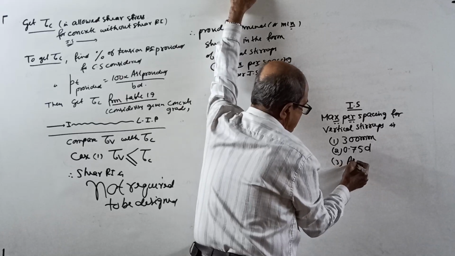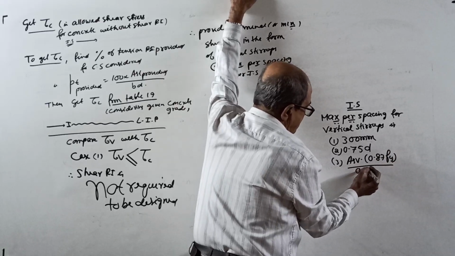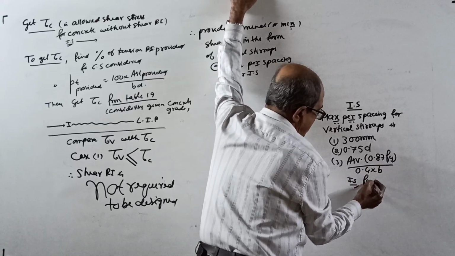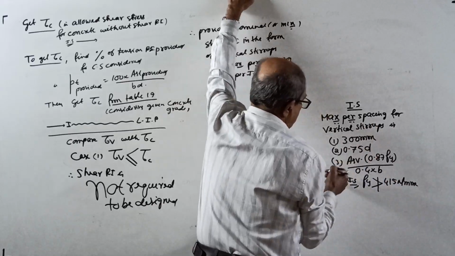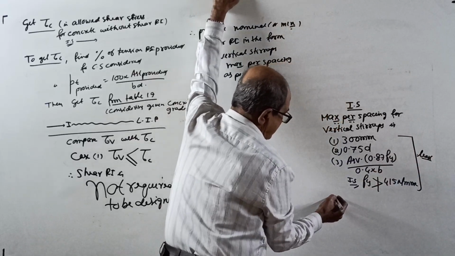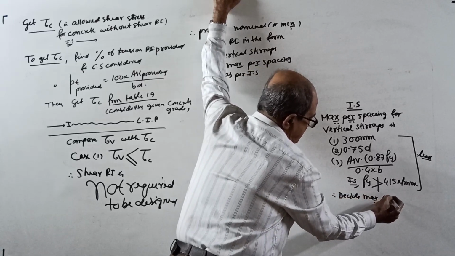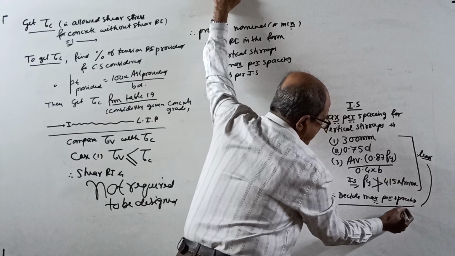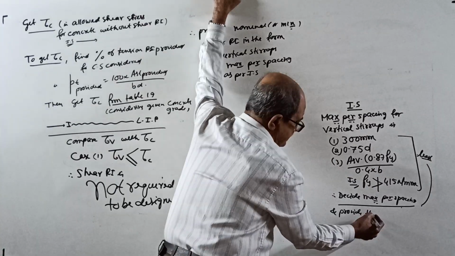Next one, ASV into 0.87 Fy divided by 0.4 times B. But the IS code condition is that Fy is not more than 415 Newton per mm square. Now among these three, take the least value. Therefore, decide the maximum permissible spacing. Only one value, the least value. Decide it and provide the stirrups.